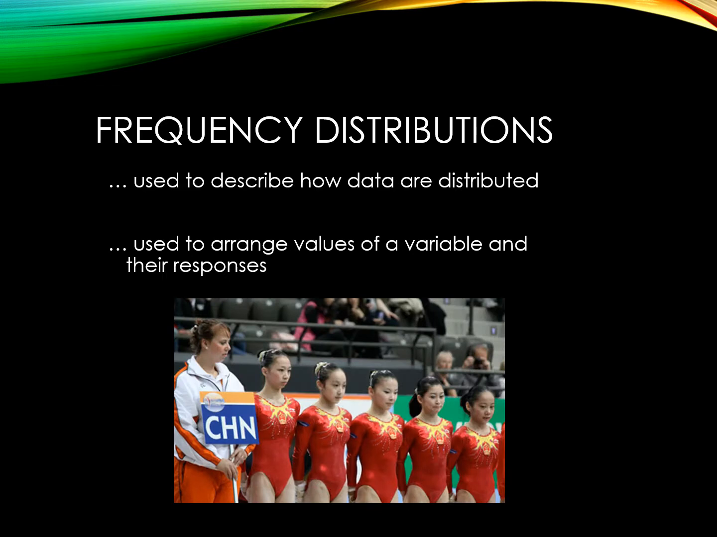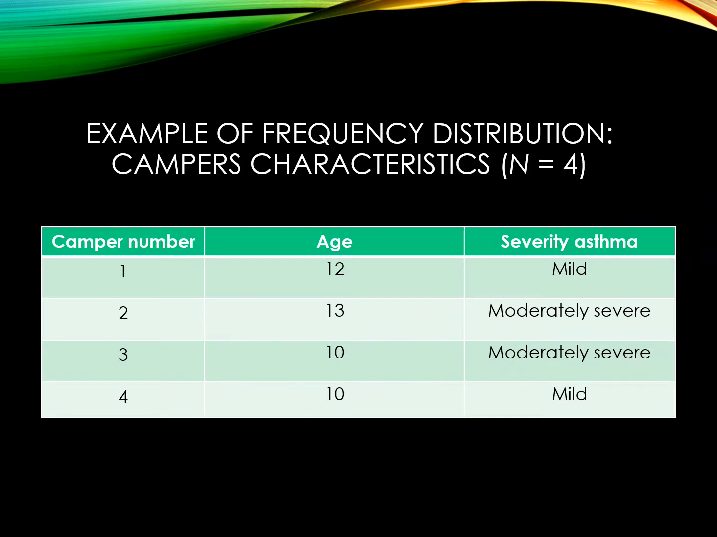With frequency distributions, we're really looking at how the data are distributed. Got to get my grammar correct there. So it's also used to arrange values of a variable and their responses. So here, let's look at a real simple example. What is the frequency distribution of campers' characteristics? So we look at different campers. We've got 4, and then we're looking at age and asthma.